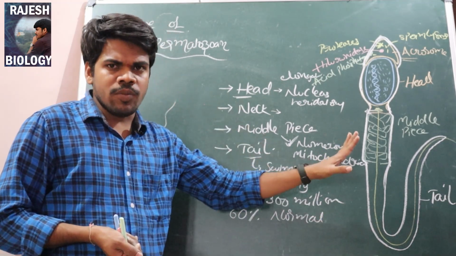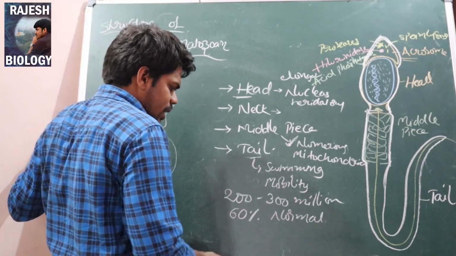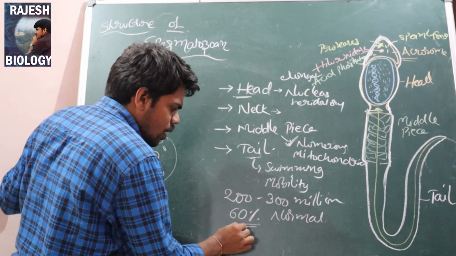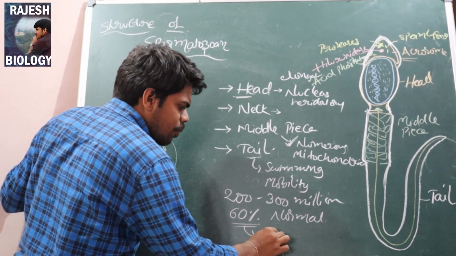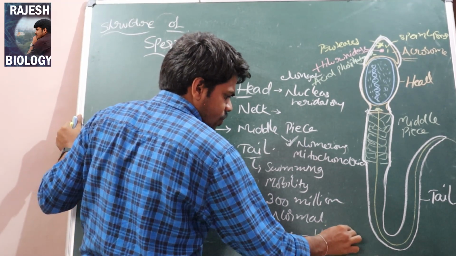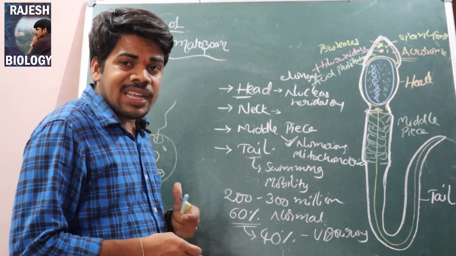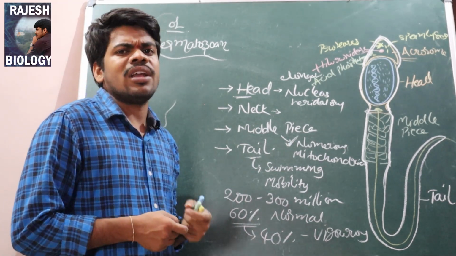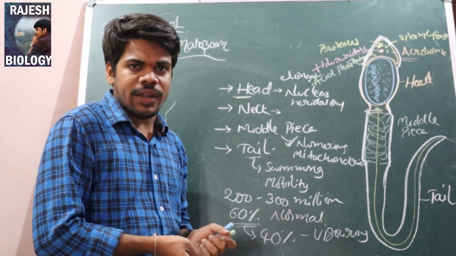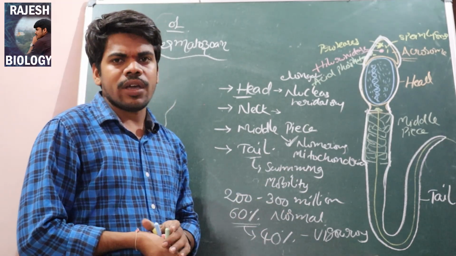Like that, the remaining sperm cells come to here. 60% are normal in size. Out of this 60%, 40% of sperm cells show vigorous movements. They are very enthusiastic and excited, and only they can reach the ovum in a quick manner. So out of this 60%, also 40% show vigorous movements.